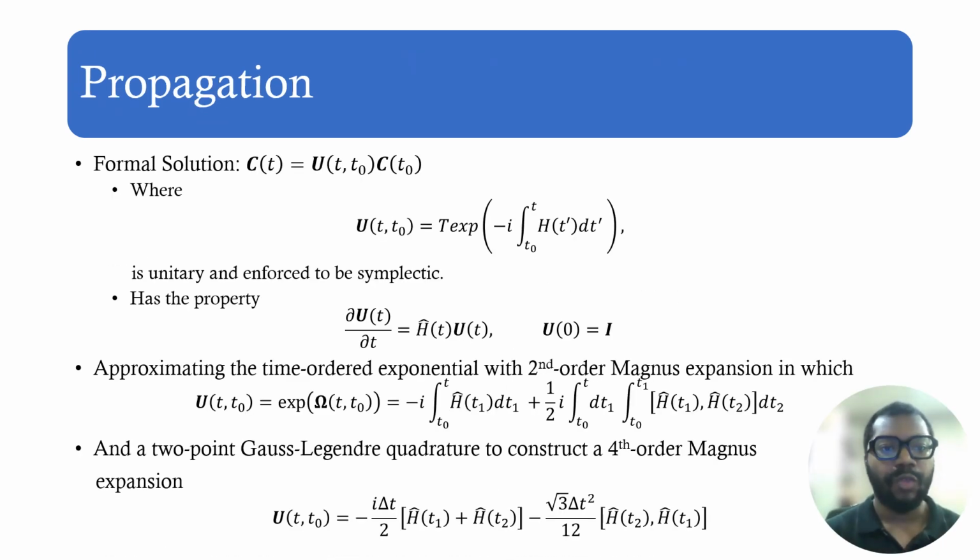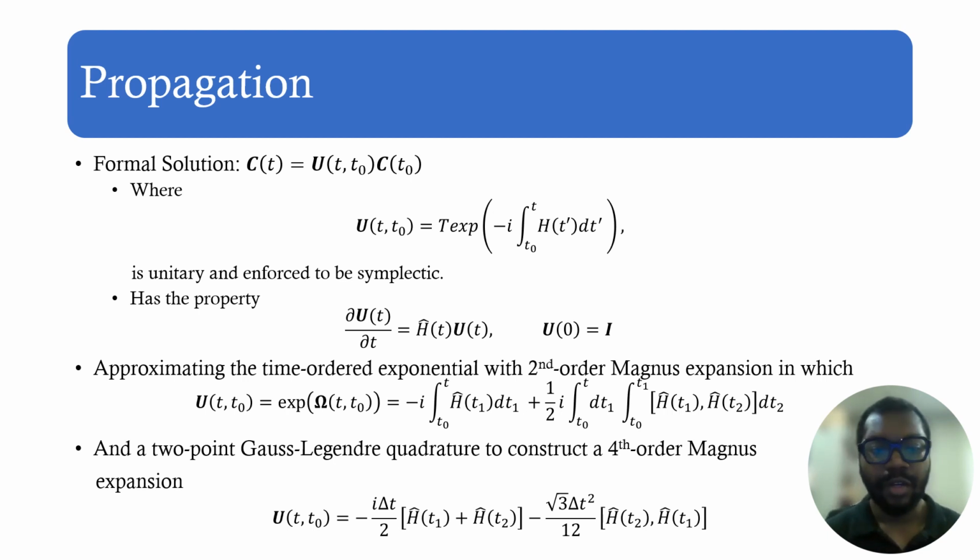So here we can describe the formal solution as an amplitude vector at some time being equal to a propagator being applied to an amplitude vector at an initial time. We describe this propagator as the time-ordered exponential of I times an integral of our Hamiltonian. And this integral of the Hamiltonian is interesting since the Hamiltonian is time-dependent, which means that we cannot compute this integral exactly. So we describe that the unitary propagator has this property where the partial derivative of it with respect to time is equal to the Hamiltonian being applied to said unitary propagator.